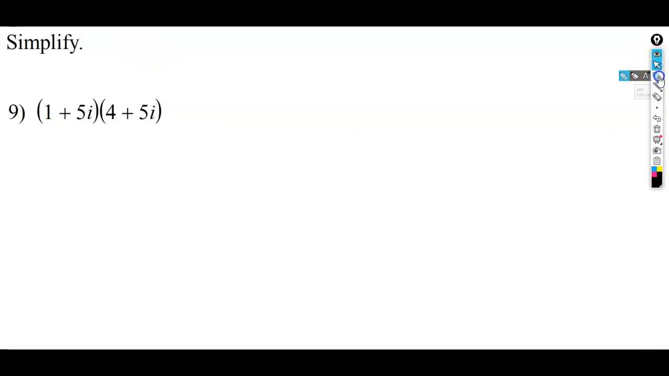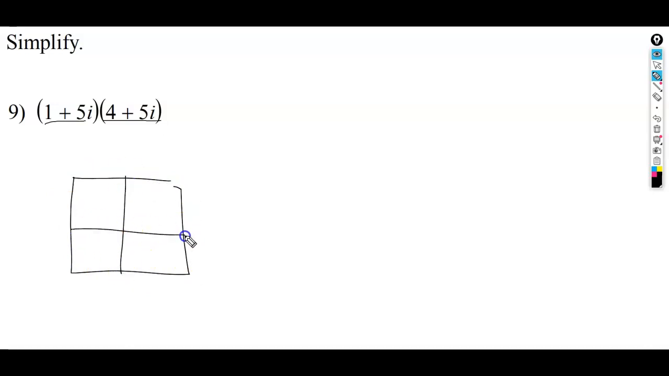On this particular problem, notice there's no sign in between. We're going to be multiplying these. And once again, we're going to handle this a lot like we did whenever we were working with polynomials. So we're going to make a box. And we're going to multiply to fill in the box.